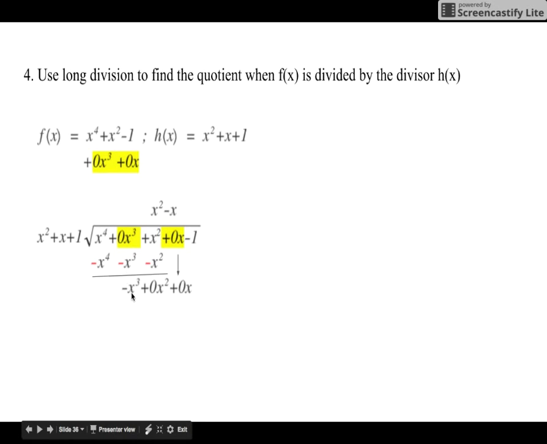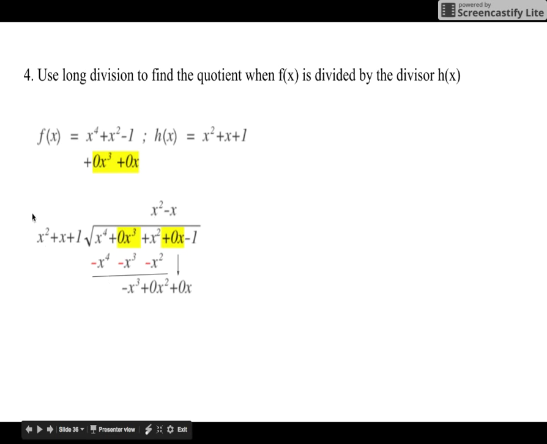And then we will have negative x to the third plus 0x squared plus 0x. So x squared minus x squared will give us 0x squared. Now, again, I included it. I didn't really need to include that because we won't be using this function again, but we will be using x squared again. So I'm going to bring down the 0x like you normally would. And then you're going to ask yourself, what times x squared will give us negative x cubed? The answer to that is negative x.